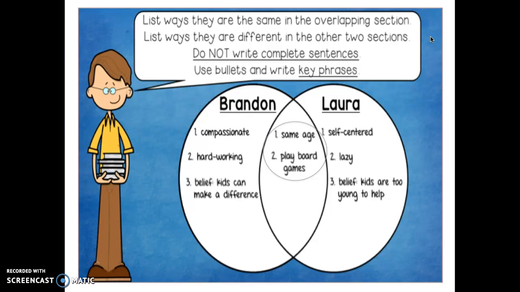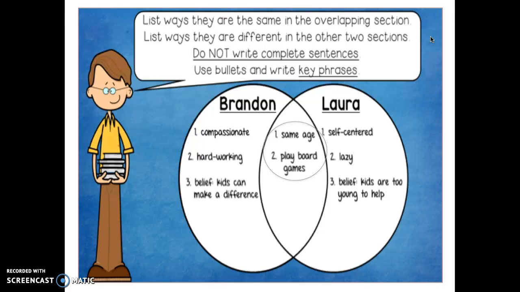We're first going to list the ways that they are the same. We're going to compare them by telling how they are the same in the overlapping section. Let's take a look at that now. I circled it for you. Number 1, they're the same age. And number 2, they play board games.